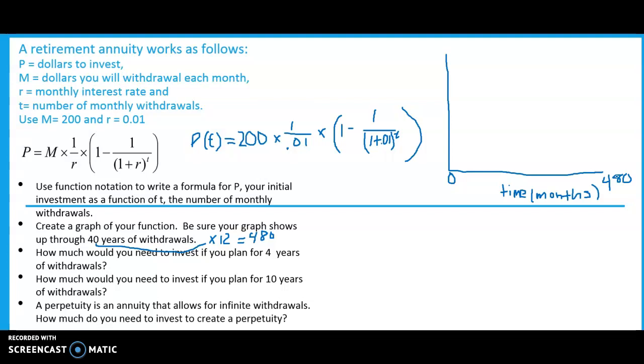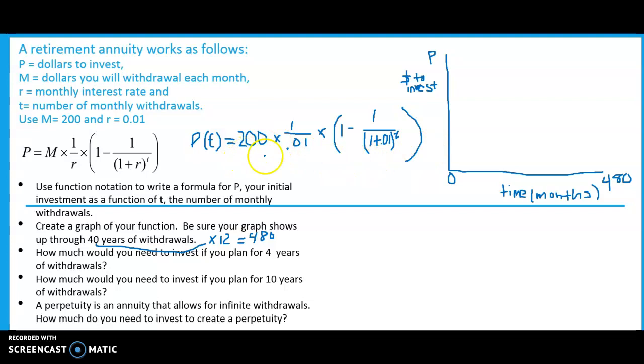my calculator. Now, since time is this axis, the other axis is the P. P here is dollars to invest. So this axis is P, and P is dollars to invest. And I don't have a real good sense. I feel like if I'm going to take out $200 a month, I probably need to invest a good bit in this account, but I don't actually know how much I'm supposed to invest. And that's where I'm going to use my calculator to help me with this.